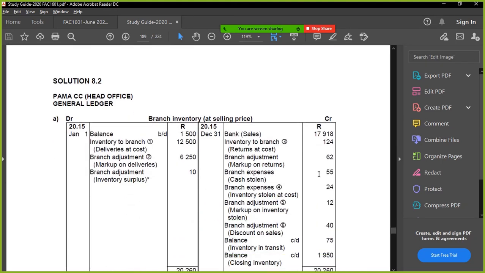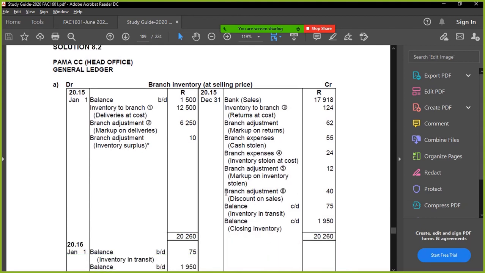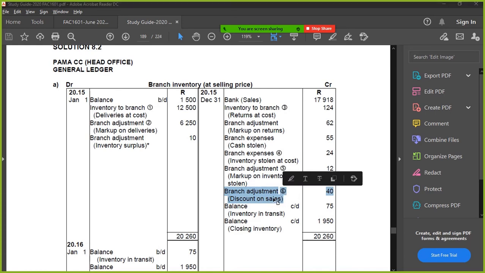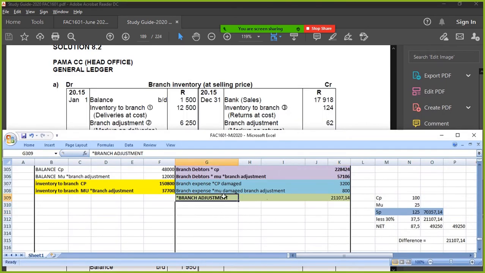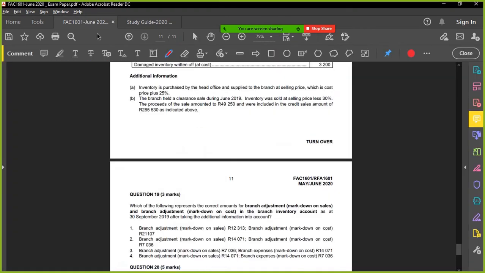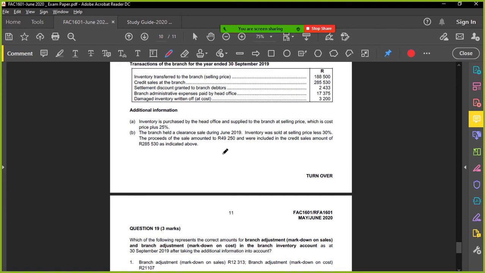Here. There, discount on sales. There we go, it's correct. Yeah, branch adjustment is the correct description. Do you see it? Okay, discount on sales has to be provided for there. Right, yeah, that's right. Okay, perfect. That's it. Was there anything else? Nope, that was it. Do you see it?